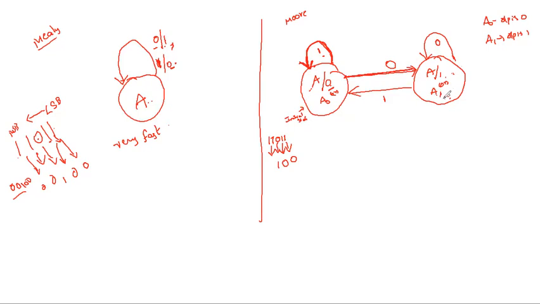Okay. Now the input given is 1. What is the output? 0. And again you are coming from A1 to A0. Next, now you are available here. What is the input? 1 is the input. So whenever 1 is the input, output is 0, and you are staying here only.